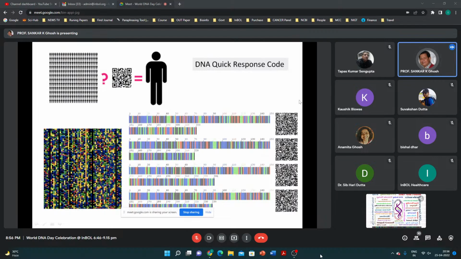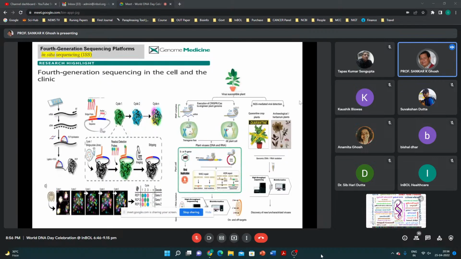Scientists are working in this area, and it is very important to DNA quick response code. And now the fourth generation sequencing platforms have come up, and that makes very nice genome sequences and also image sequences, coordinated to each other. That makes it very helpful in the clinical and agricultural fields in the next fourth generation sequences.